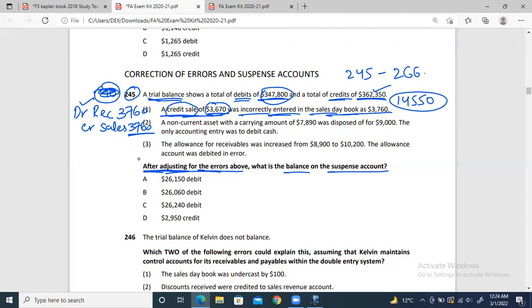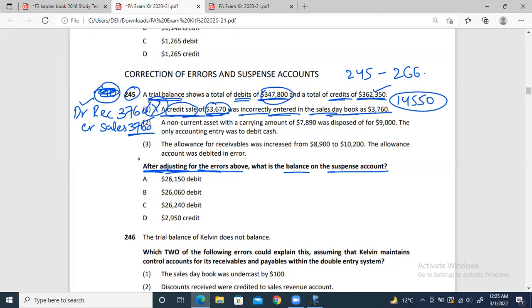Okay, so fortunately, I just got it clear from the answer right now. So we did not make a mistake here. Both sides are equal. That means this will not require any kind of entry in the suspense account. So first I am doing a cross here because it does not require. Now let's look at the second one.